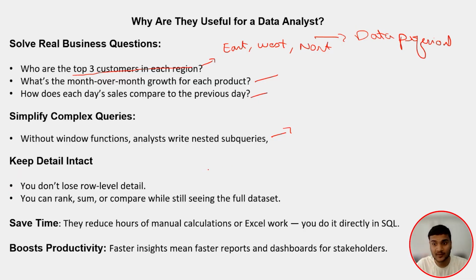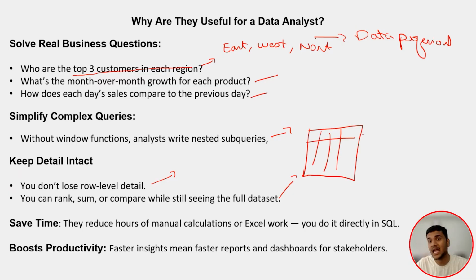Another important aspect of using Windows function is that it keeps the data intact. Whatever data we had at row level, it keeps properly, and we can calculate rank, sum, or compare while still seeing the full data set. By definition, I'll have my full data set. Whenever I use Windows function, I get an added calculated column. So this is what my calculated column looks like.